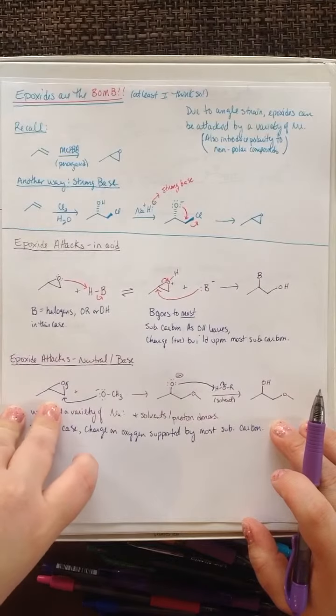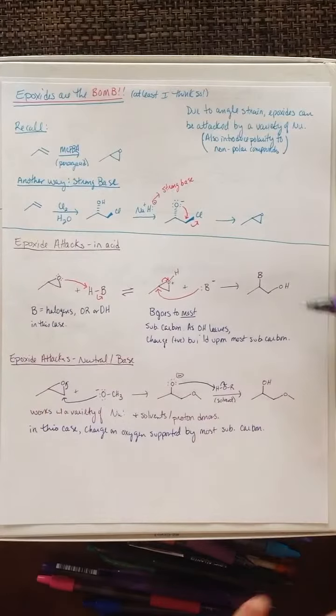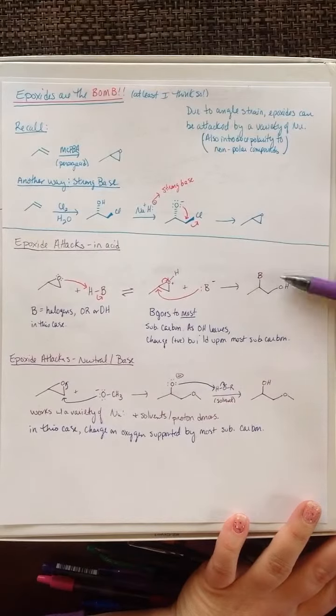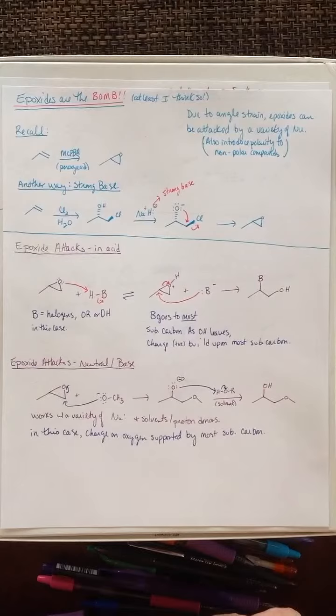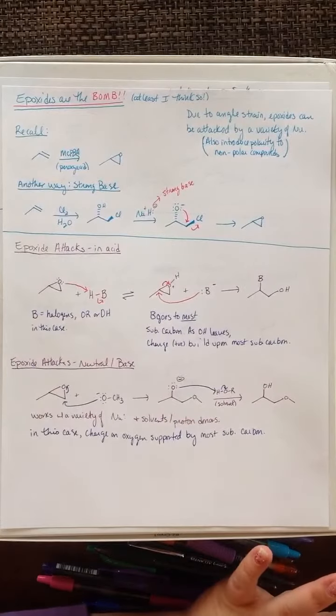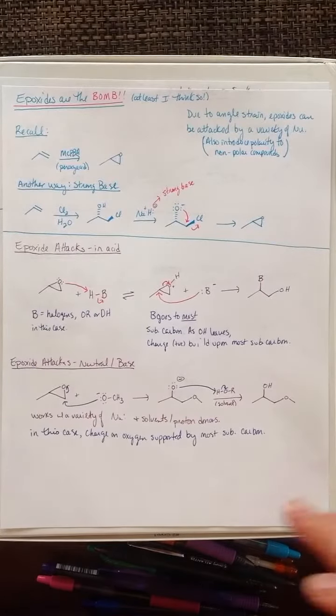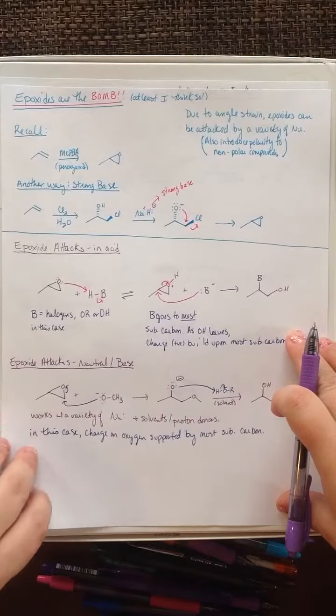Okay, so the reason why you end up with sort of opposite products is that in both cases, the charge of the transition state, or formal intermediate, is on the most substituted carbon. Those are easy to get backwards if you don't think your way through that.